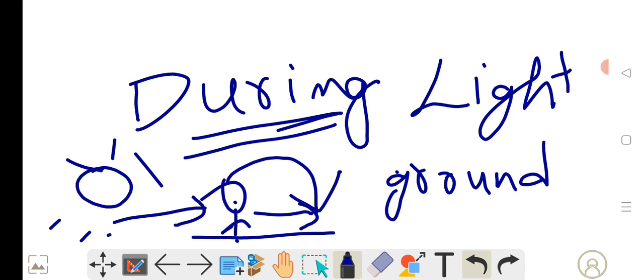You can use any opaque object and take one small torchlight and observe where the shadow is forming. If you bring the light very near to the object, how is the shadow forming? If you take it far away, how is the shadow forming? And if you change the direction of the light, how are the shadows forming? All these you can do with a torchlight and one opaque object. A simple experiment. This also you have learnt in your class 6 itself.